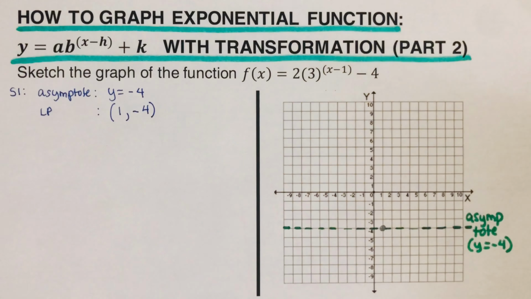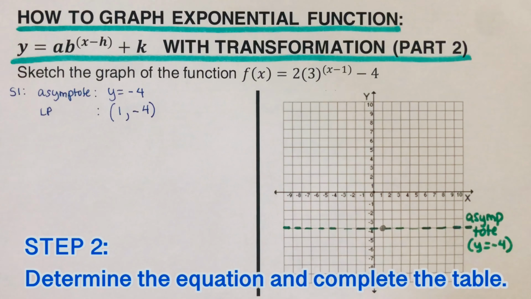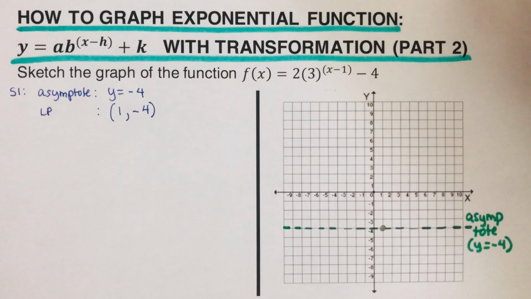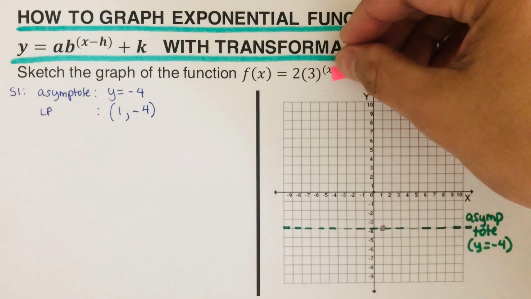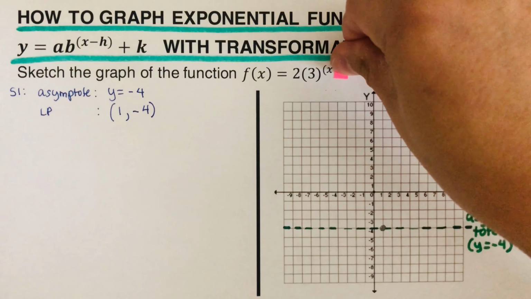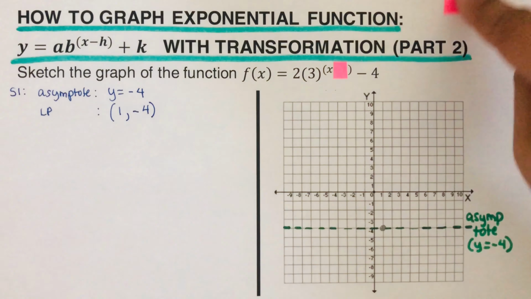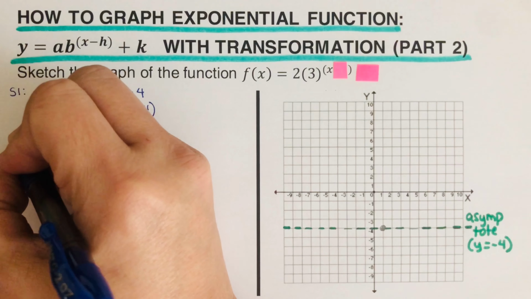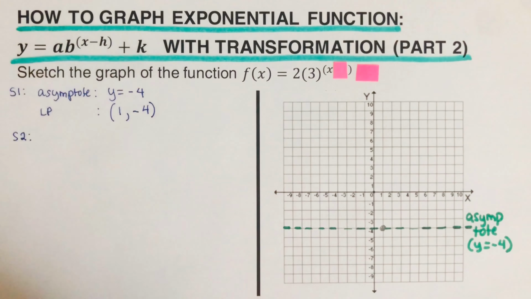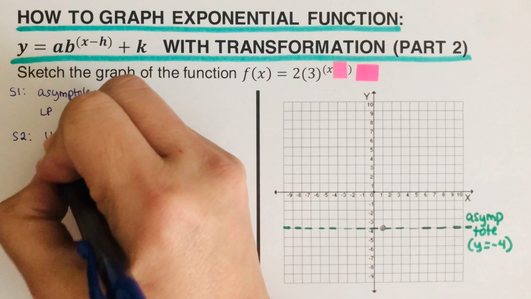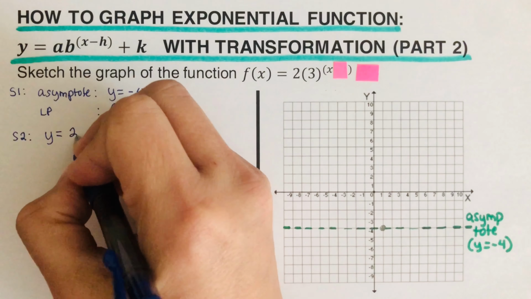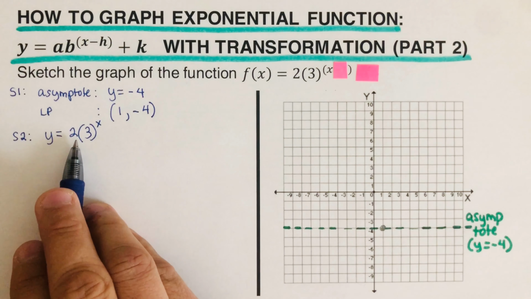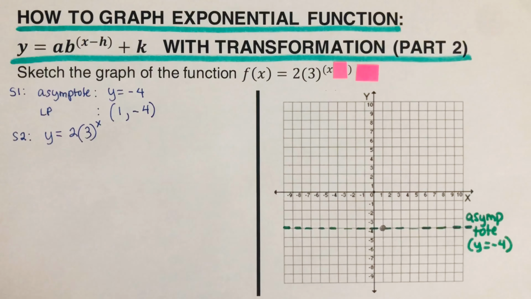Now we're ready to move on to the second step. The second step is to determine the equation and complete the table. So in order that we can determine the equation, just like what we did with the rest of the equations, we're supposed to cover the h and we're supposed to cover the k. Whatever is the leftover, that's the equation that we're going to use in the second step. So in this second step right here, the leftover equation would be y is equal to 2 parentheses 3 raised to the power x. So this will be the equation that we're going to use in order that we can complete the table down here.